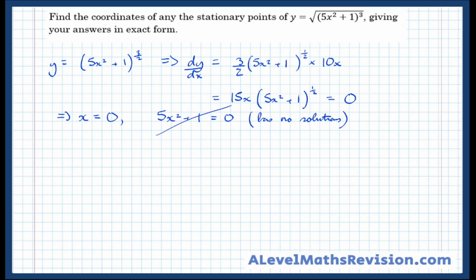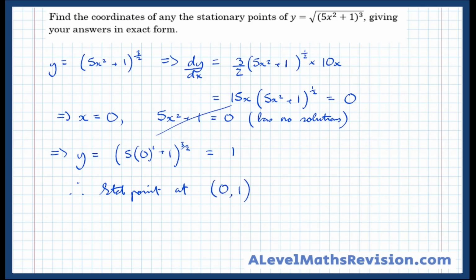Okay, so we know that x equals 0 is a stationary point. So let's find the y coordinate of the stationary point, which means that y equals 5 times 0 squared plus 1, to the 3 over 2, which is equal to 1. Therefore, a stationary point at 0, 1 in this case. And that's us done. So now have a go at the worksheet, doing every question and checking each answer as you go.